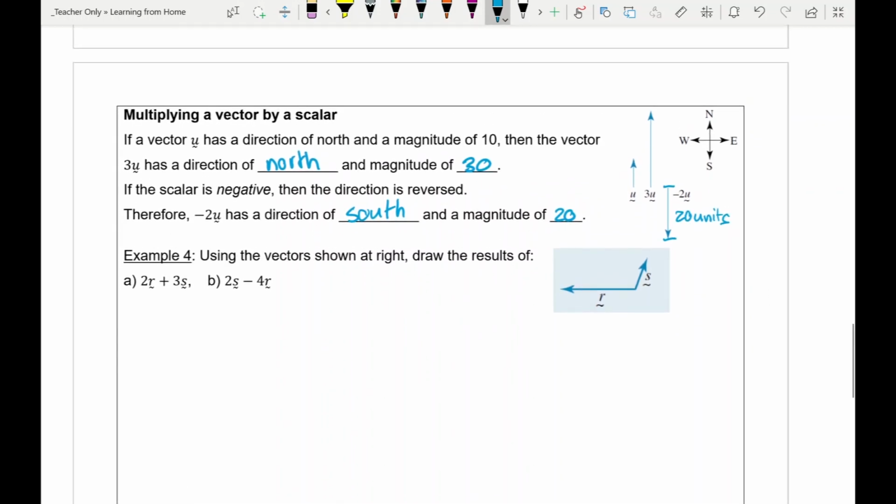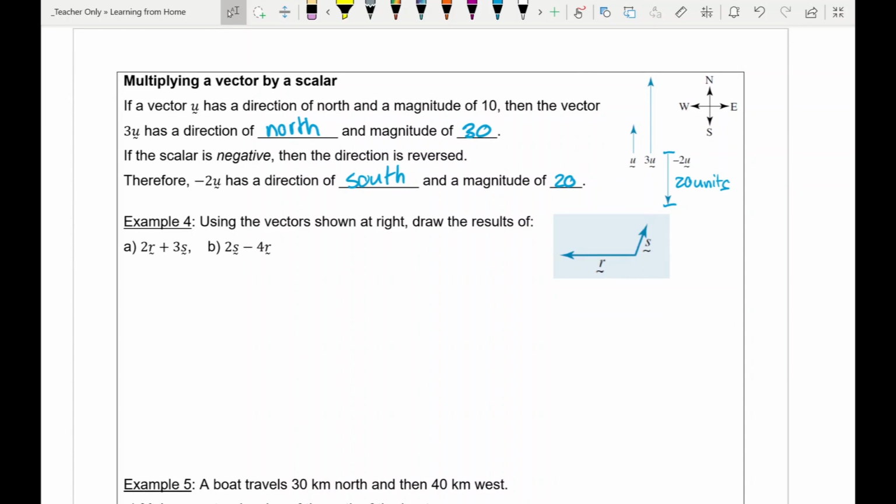Okay, so using the vectors shown at the right, draw the result of 2r plus 3s and 2s minus 4r. So for part A, if we line up 3 of these s's, so there's 1, there's 2, there's 3, and then 2 of these r's, so that's our s's. Excuse the drawing on the tablet. We can see that our resultant is going to be up like that.